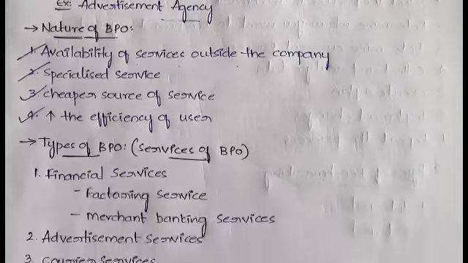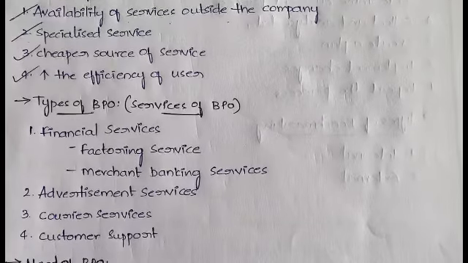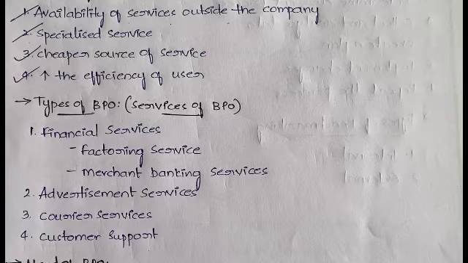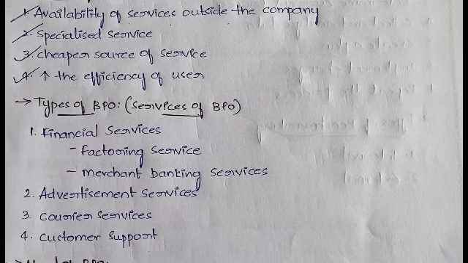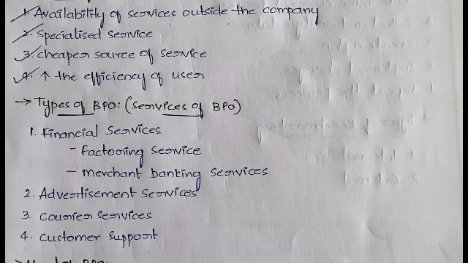Next we have types of BPO. Let us see what the different types of BPO are. We actually have 4 types of BPO: financial, advertisement, courier, and customer support. Financial is something related to money, right? Lending, taking loans, taking money from other people, repaying them. All financial things come under this. And here we again have 2: factoring service and merchant banking service.